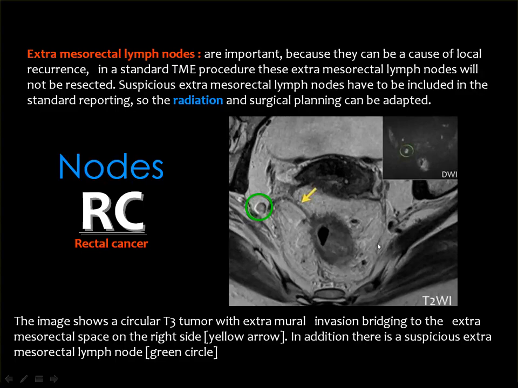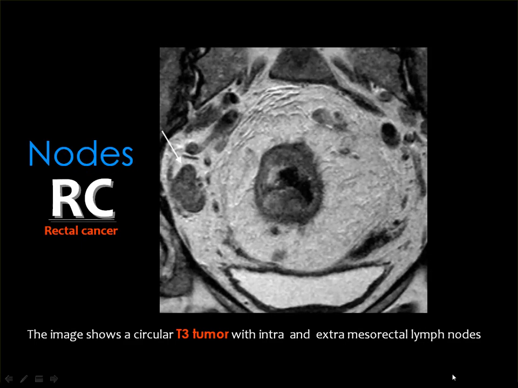Here is what's known as extra mesorectal lymph node. This is the mesorectal fascia which is involved by the tumor, and there is a lymph node outside the mesorectal fascia. Then this is the node by diffusion weighted image. These lymph nodes are usually treated before surgery by radiation or chemotherapy.